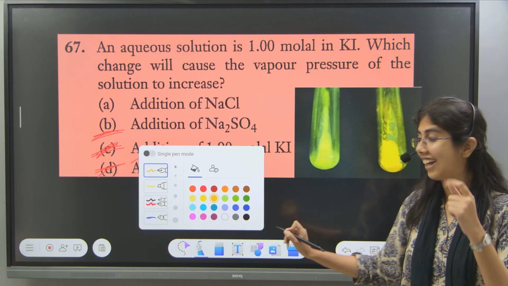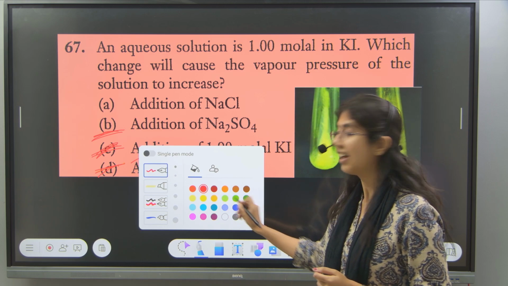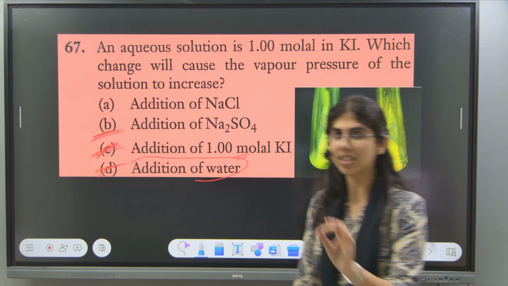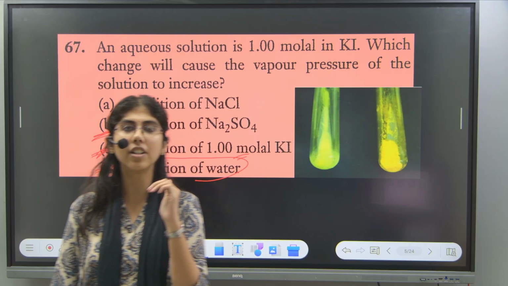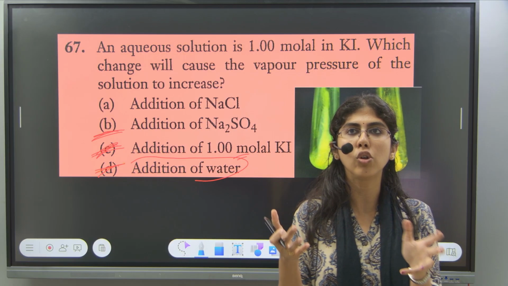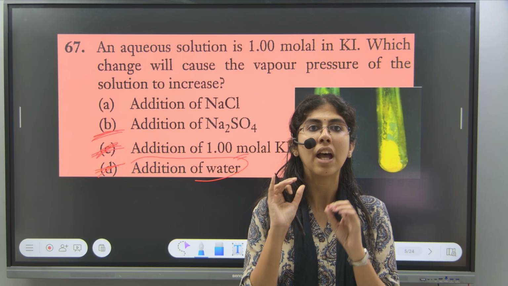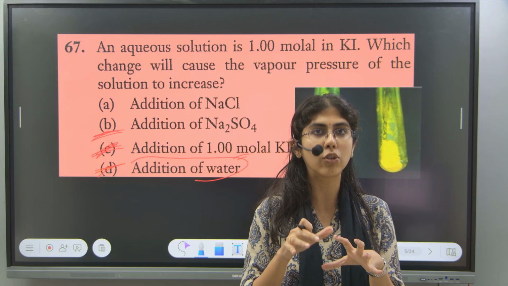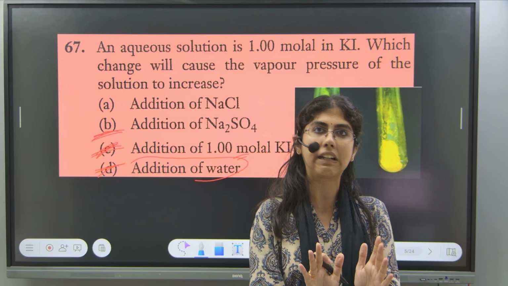Universal solvent. Yes, very good. Vapor pressure increases. Very good, very good. Look, just now when we started off this class, we discussed that when you take a pure solvent and you take a solution, solution means you have added some salt. Whenever you have added an electrolyte to a solvent, the vapor pressure decreases.